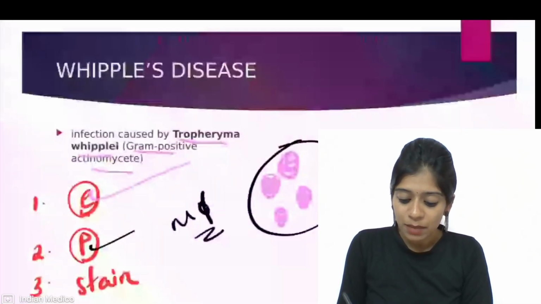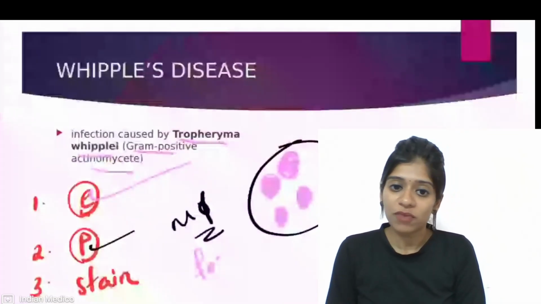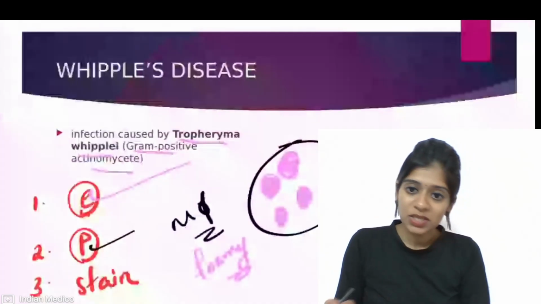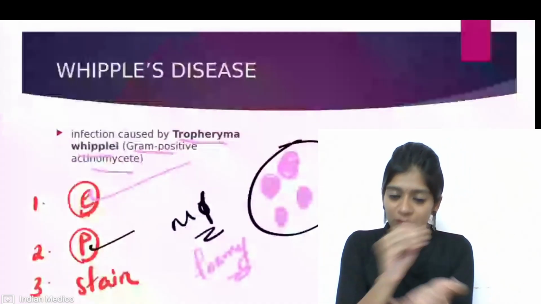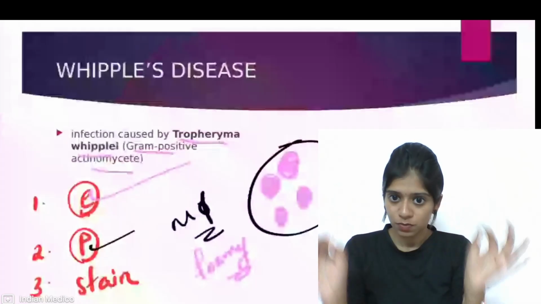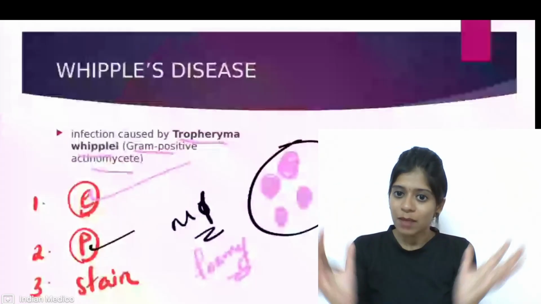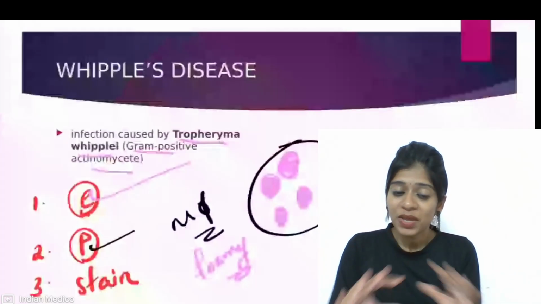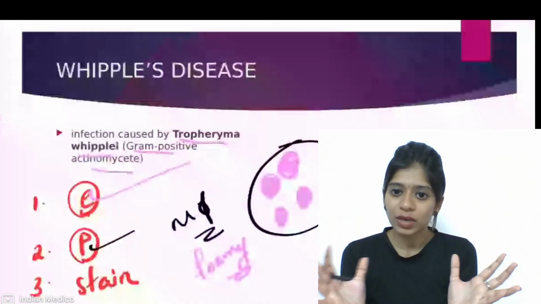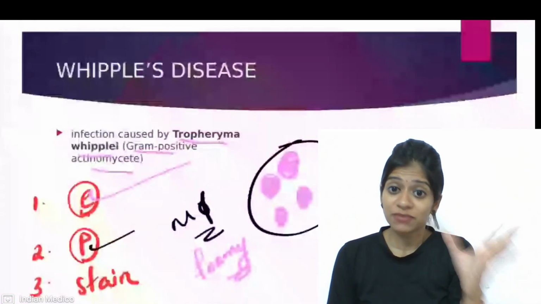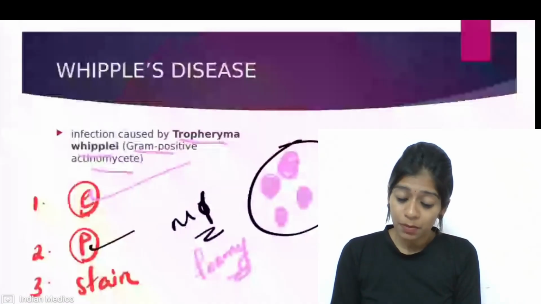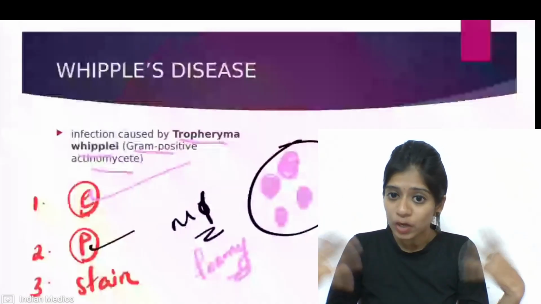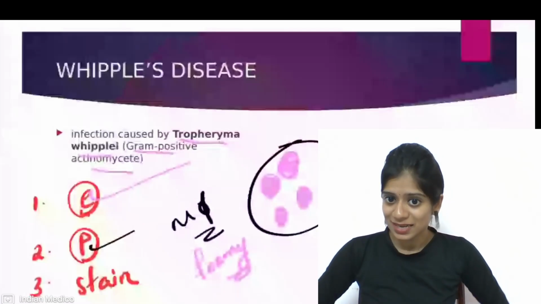Such macrophages are what we call foamy macrophages. Foamy means, have you seen a vacuolated sponge? It has many holes inside. Similarly, inside these macrophages, because there is a piling up of bacteria, it gives a foamy or vacuolated appearance, and that is what we call foamy macrophages. Now remember, these macrophages accumulate in the intestine itself.